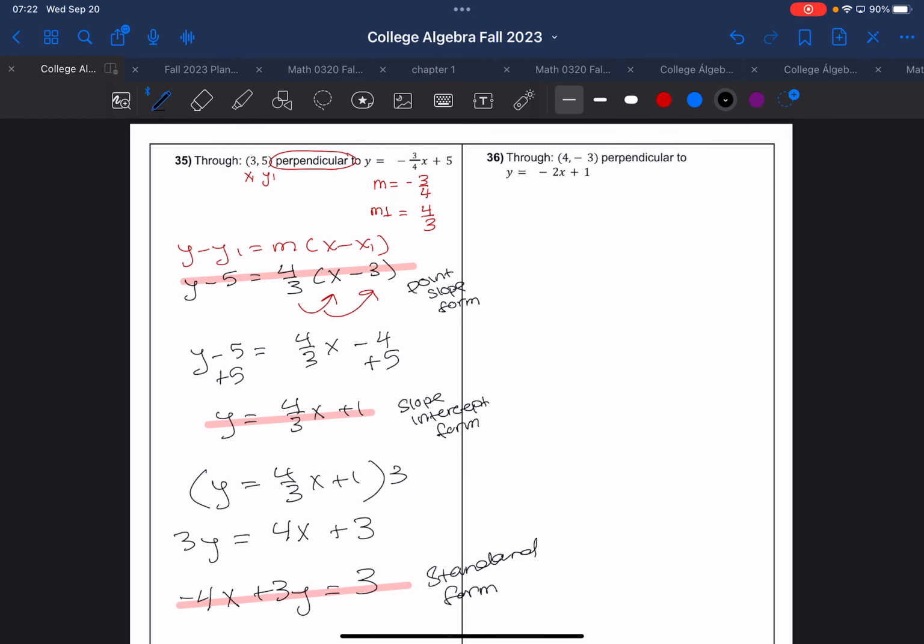So we're going to do the same thing for 36. And notice I have more problems for perpendicular than parallel because I feel like that one's the harder one, remembering to take the opposite reciprocal.